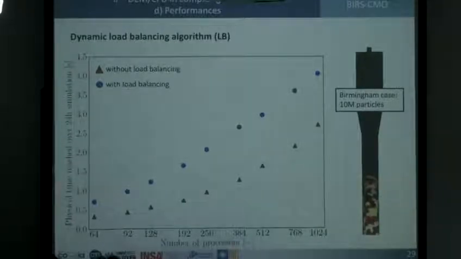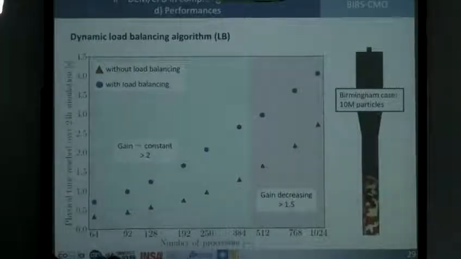Here is plotted the physical time that we were able to reach over a 24-hour simulation, still for the Birmingham case, without load balancing in red and with load balancing in blue. So basically you can see that in the first zone here, the simulation ran 2 times faster, and in this zone it ran only 1.5 times faster, because as the number of processors increases, the number of degrees of freedom of the load balancing algorithm decreases, and so it's much more difficult. And these operations represent less than 5% of the total CPU cost.